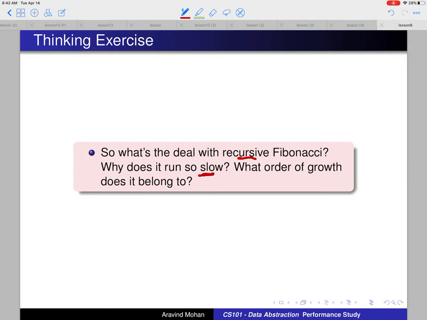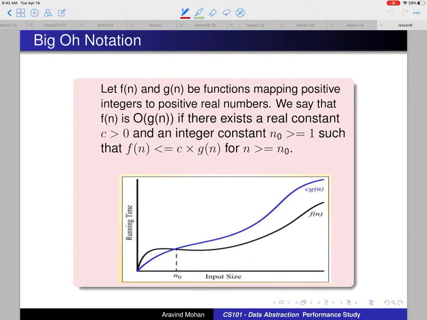So what's the deal with recursive functions? Why does it run so slow? What is the order of growth, right? Clearly, that's going to be a thinking exercise for you here. I'd like everyone to think about it yourself. And then next time I will use Slack to share my thinking result. But for now, I would like everyone to think about it yourself. Why is the recursive so slow? And what order of growth does it use?